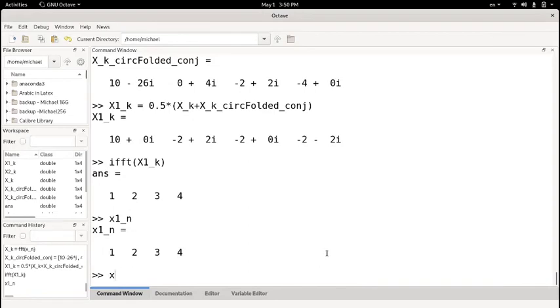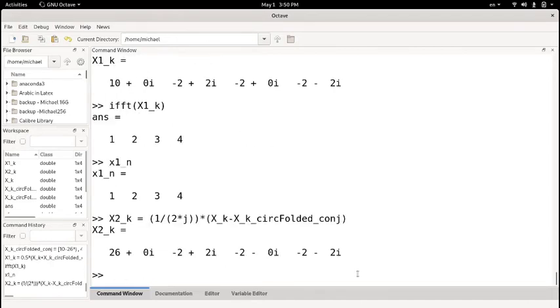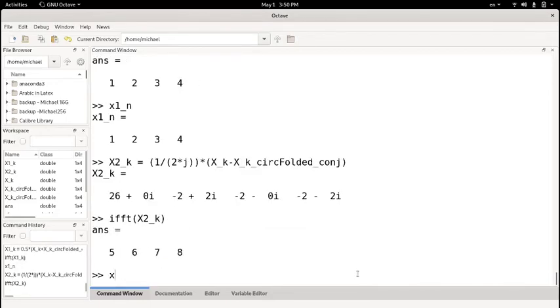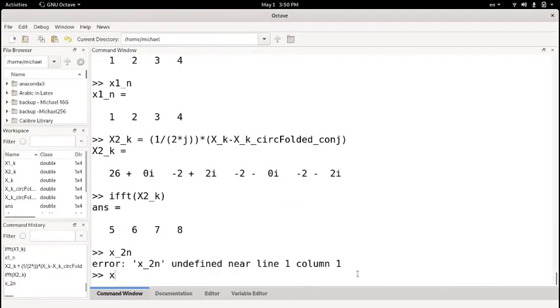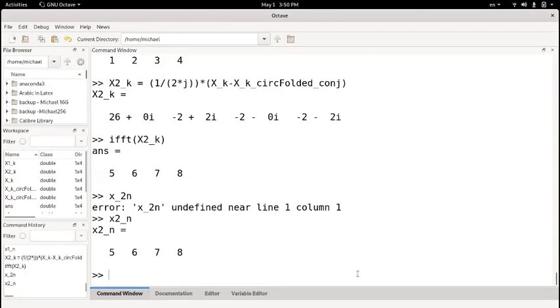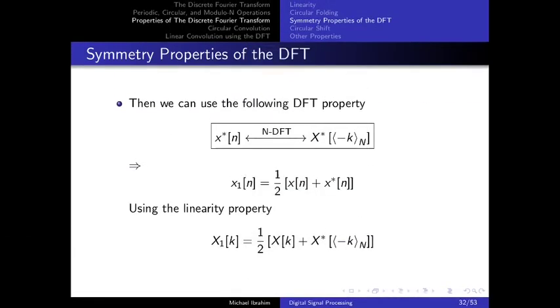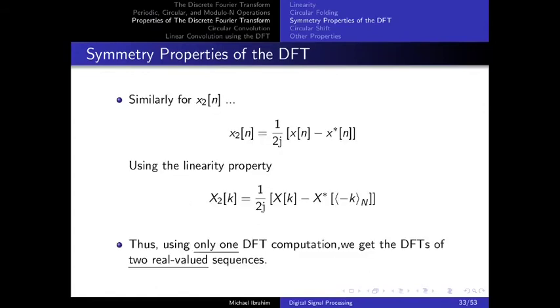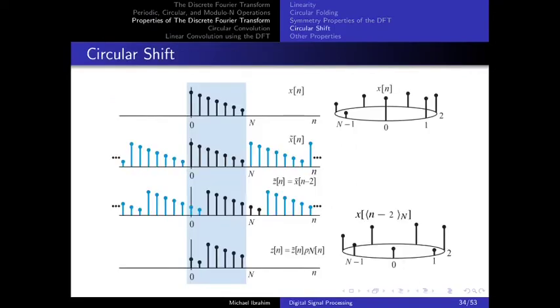And similarly for x2, if you want to find x2 of k, it's 1/2j x of k minus xk circularly folded. And in order to make sure we have the right sequence, if we do IFFT of x2k, we will get x2n, which is 5, 6, 7, 8. So using this property, the symmetry property, we can compute the DFT of two real valued sequences using only one DFT operation. The next property we have over here is a circular shift.